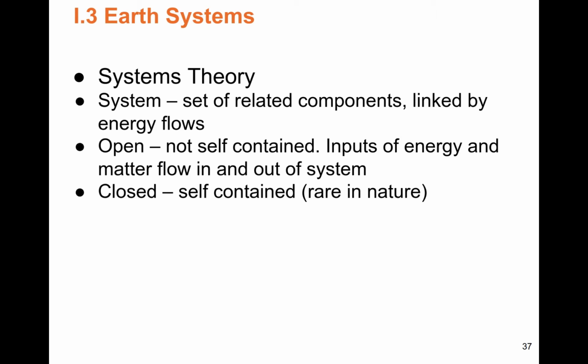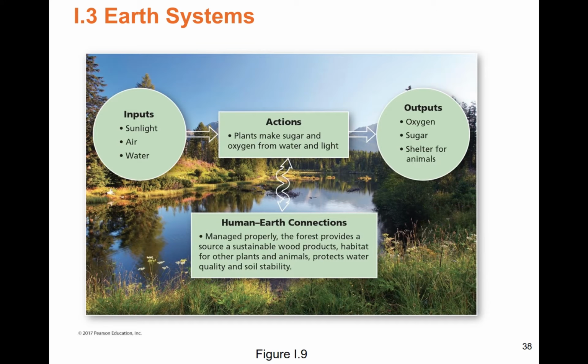Air comes in, water comes in, air and water go out, sunlight comes in, light energy comes in, heat energy goes out. So a forest is completely open to energy, completely open to matter. And in fact, almost all systems in nature are open to both energy and matter. So again, looking at a forest, the inputs are sunlight, air, water. The plants make sugar and oxygen from water and light. The outputs are oxygen and sugar and trees.